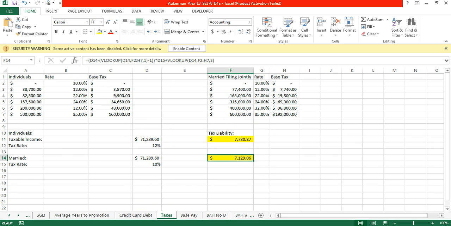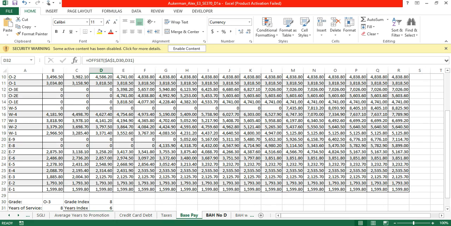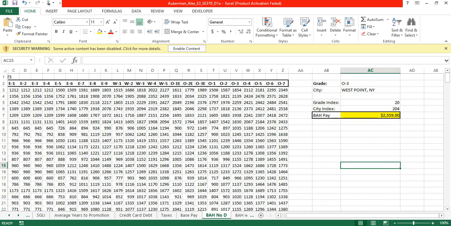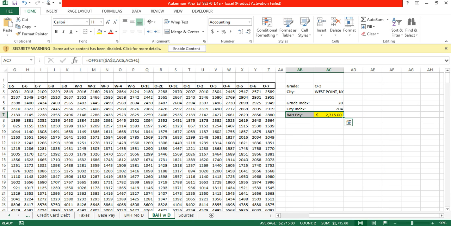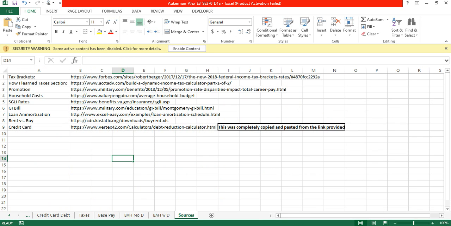For the taxes, we just did a federal rate using the tax brackets, and then the difference between if they're married and they're filing jointly with their spouse or just individually, which you get that information from the home screen, and then it'll show you their taxable income and the taxes they're liable for. And then here are just the charts for the base pay, the BAH with no dependents, the BAH with dependents, and then just the sources we used. And that concludes our brief.